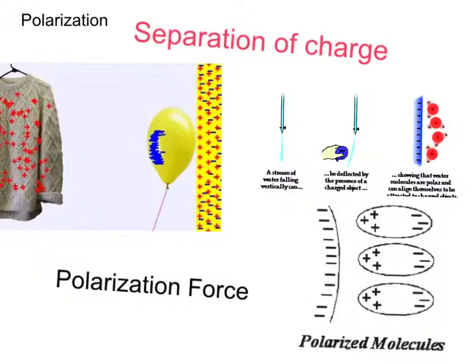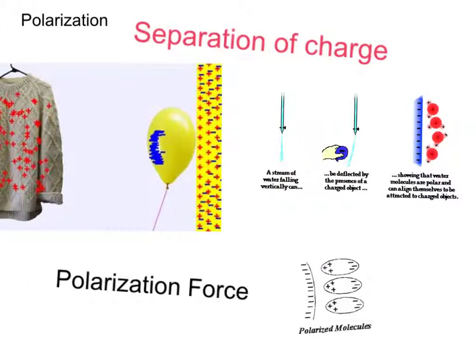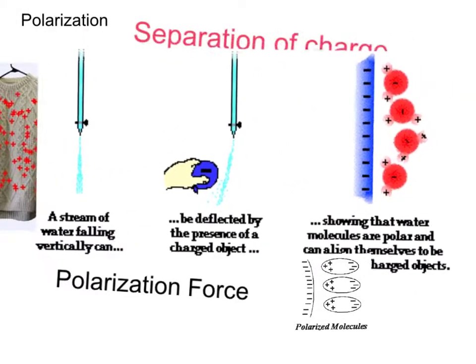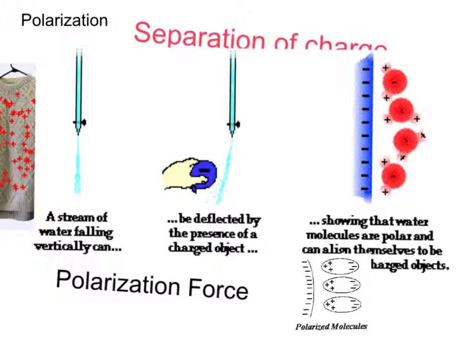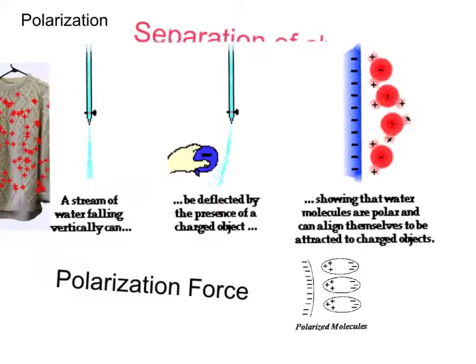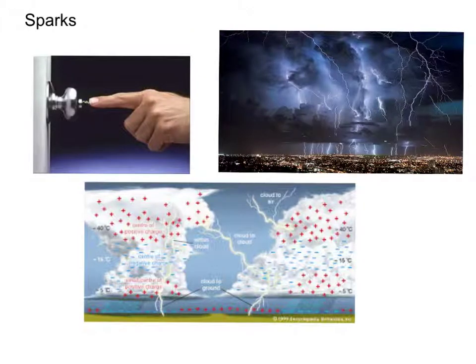You can also experience polarization by taking that charged up balloon and setting it next to a slowly moving stream of water. So just turn on a sink so that a small stream of water comes out of it, and then put a charged up balloon next to it. It's going to deflect those water molecules, showing that the water molecules are polar and can align themselves to be attracted to charged objects.